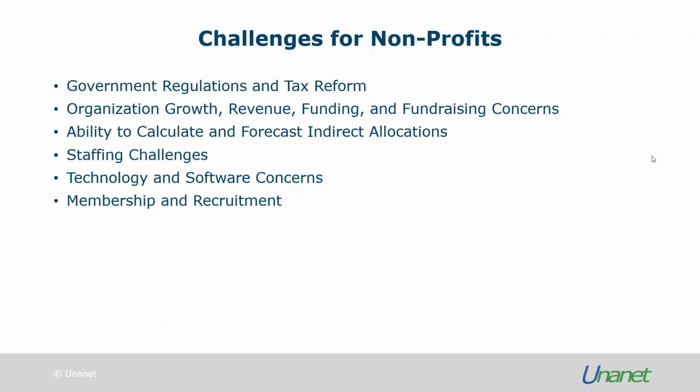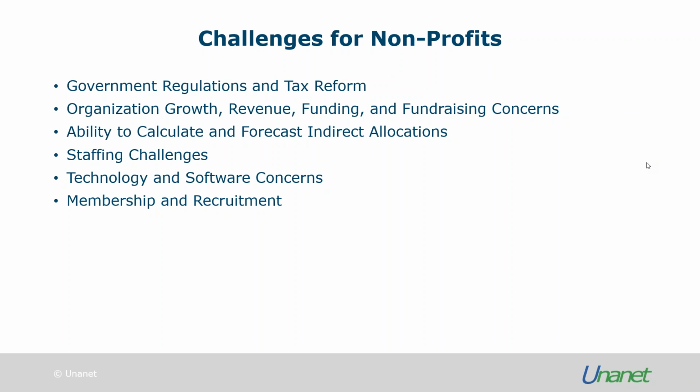Are you doing it in a spreadsheet? Are you manually calculating that stuff? Or are you able to do that in one of the systems that you have? Unanet has a fantastic ability to help calculate indirect rates and show your indirect allocations.